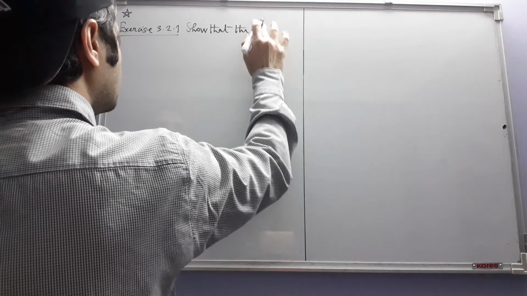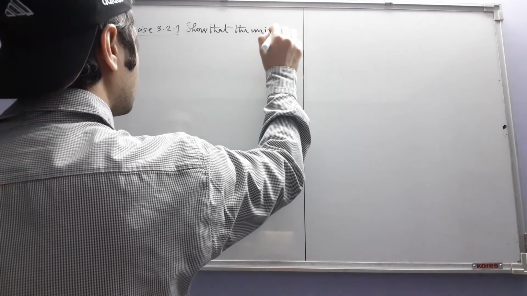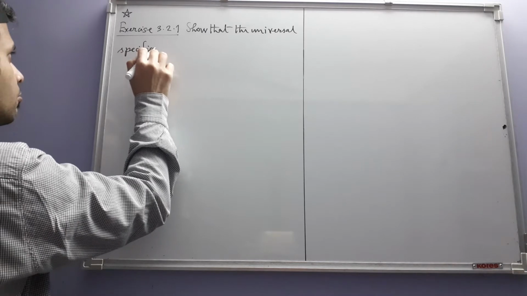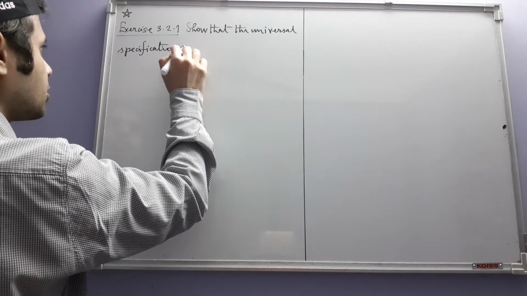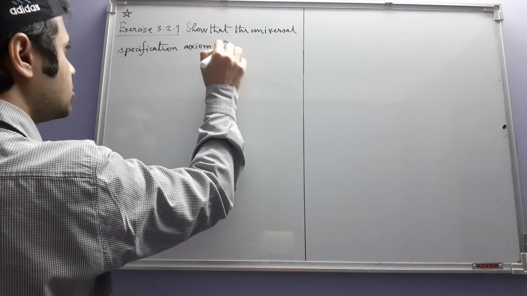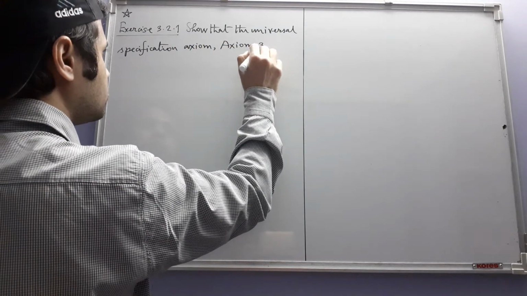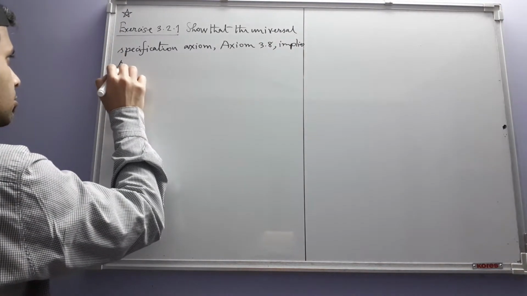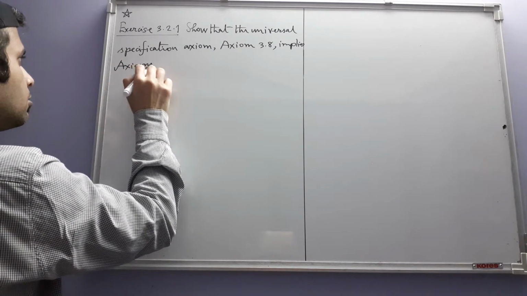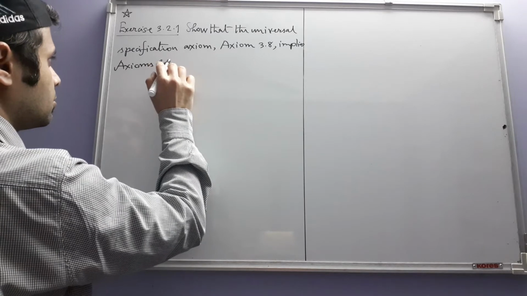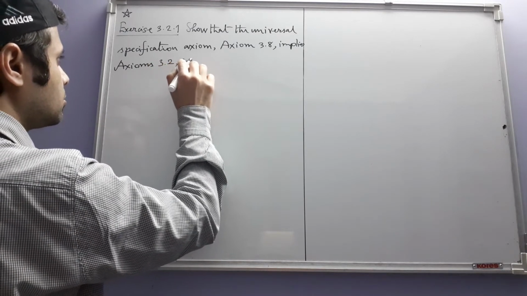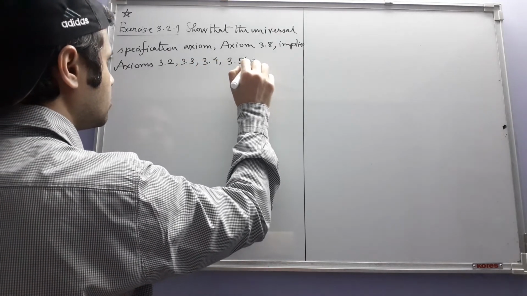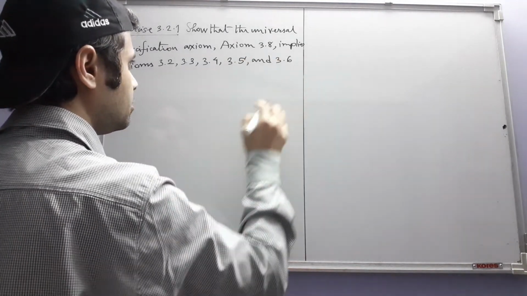Show that the universal specification axiom, that is axiom 3.8, implies these previous axioms: 3.2, 3.3, 3.4, 3.5 and 3.6.